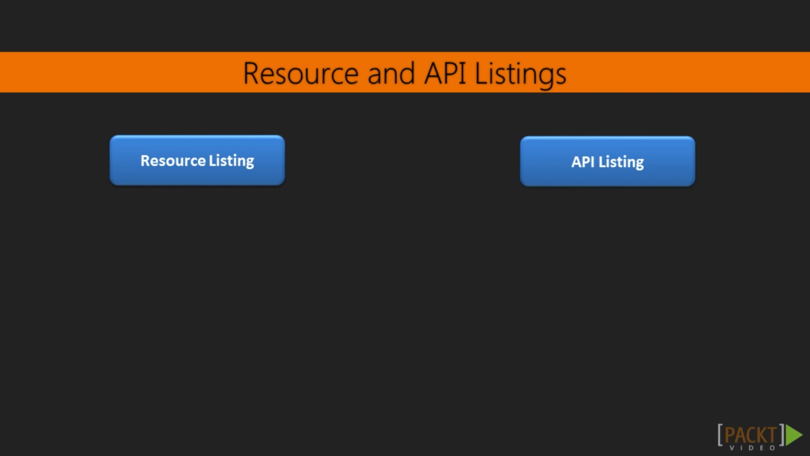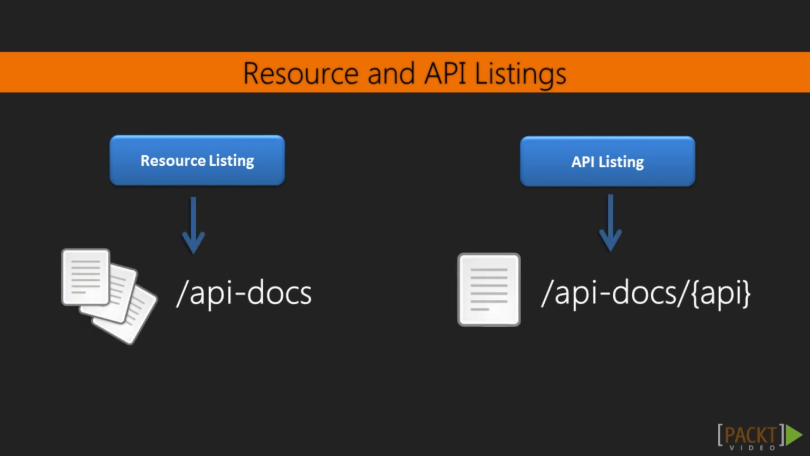Let us get introduced to resource and API listings, the Swagger way of exposing web APIs documentation through RESTful web API as well. Basically, resource listing is a high-level web API metadata, usually exposed through the api-docs endpoint, although it is configurable. As part of the resource listing comes the list of available web APIs, which could be queried through the API listing endpoint, usually api-docs, followed by the API path itself.